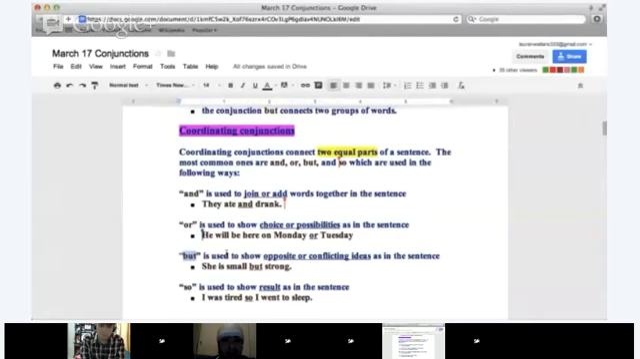But is used to show opposite or conflicting ideas as in the sentence. This is hard but strong.